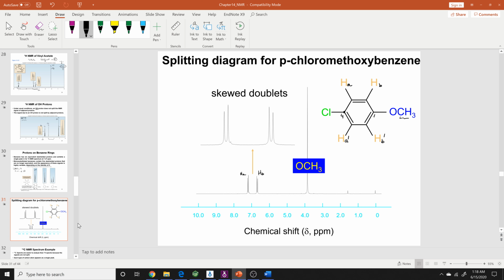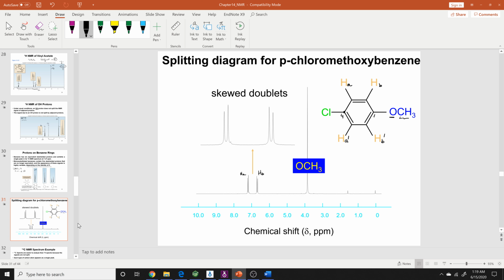Now normally CH3s occur at 0.9 to 1.5 parts per million, but because it's connected to the oxygen, see how far it is shifted downfield. So the OCH3 is a singlet. There are no neighboring hydrogens, so it's just a singlet. You're going to see that OCH3 as a singlet at 4 point something parts per million.